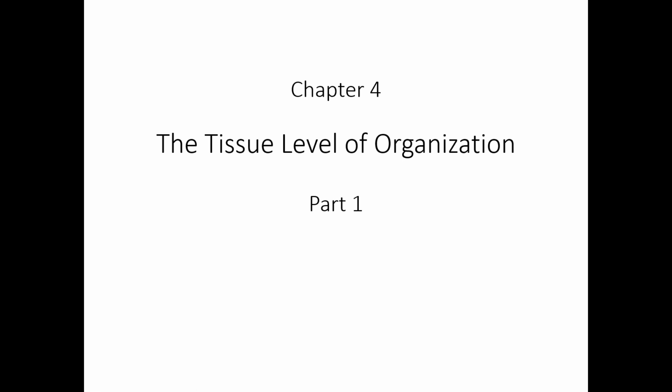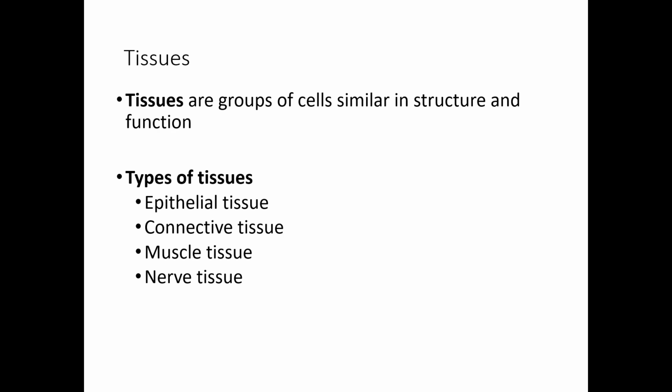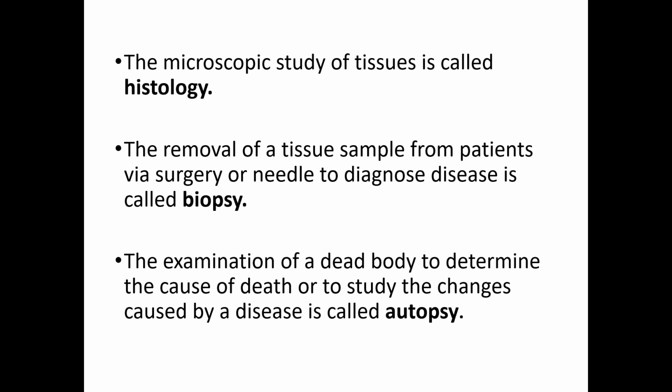Chapter 4, The Tissue Level of Organization, Part 1. Today we will talk about tissues. Tissues are groups of cells similar in structure and function, like plenty of muscle cells sitting together and contracting perform a function of movement. There are 4 types of tissues: epithelial, connective, muscle, and nerve tissues.